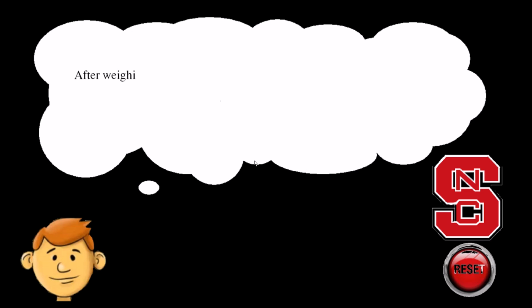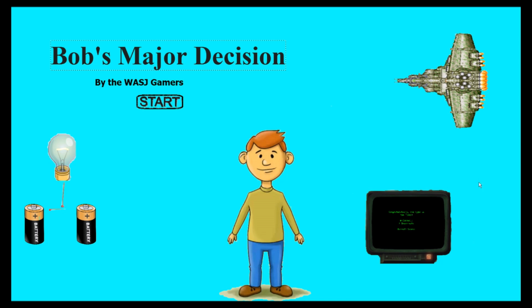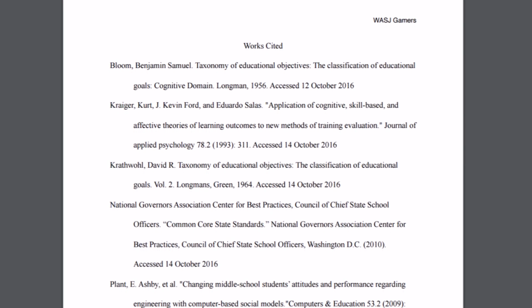These are not our final credits, however, as we go on to look at the final score. In this instance, Bob has been recommended to be a computer systems engineer due to his high score in computer science. This has been Bob's Major Decisions. Thank you for playing.